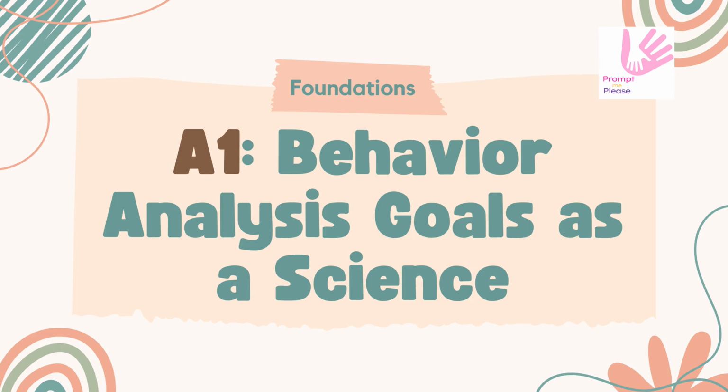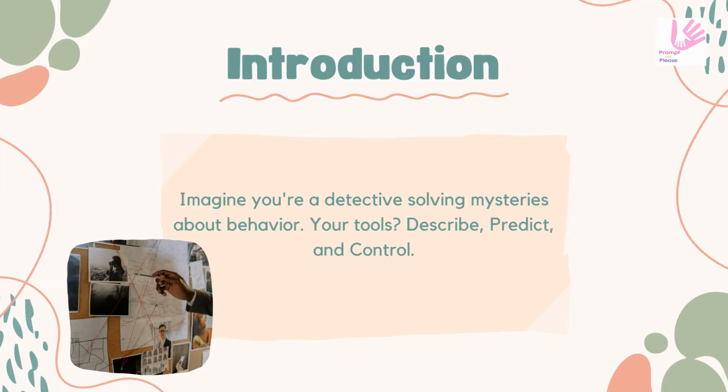Today, we're diving into subsection A1, the goals of behavior analysis: describe, predict, and control. To understand this subsection, imagine you're a detective solving mysteries about behavior. So what are your tools? They are describe, predict, and control. Here's how each step works.